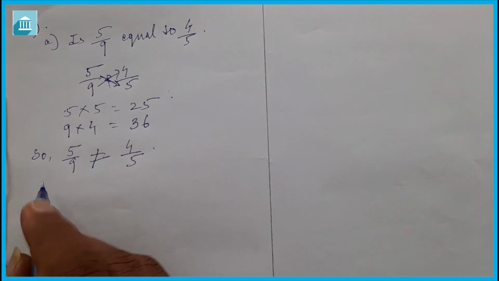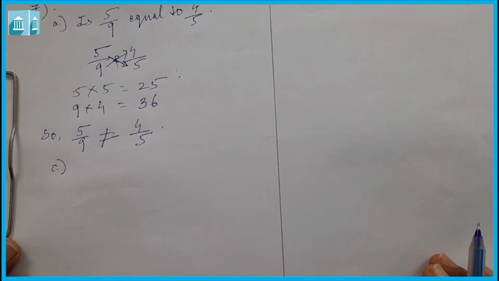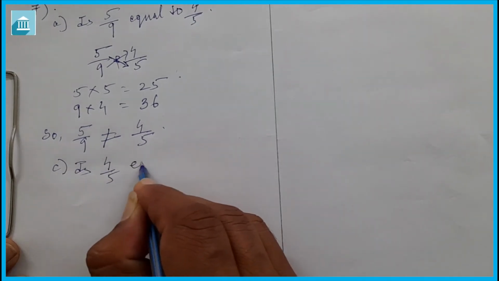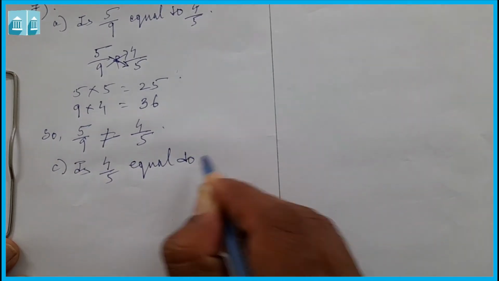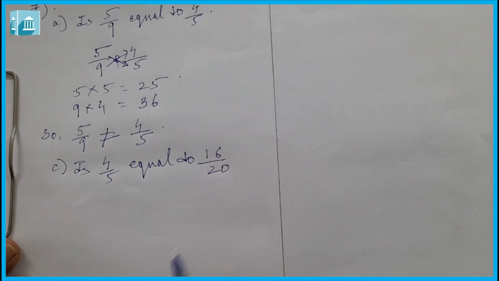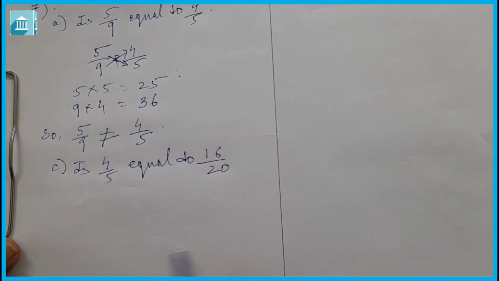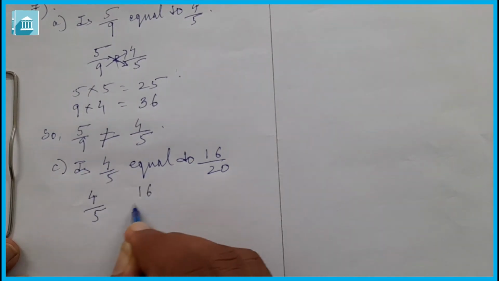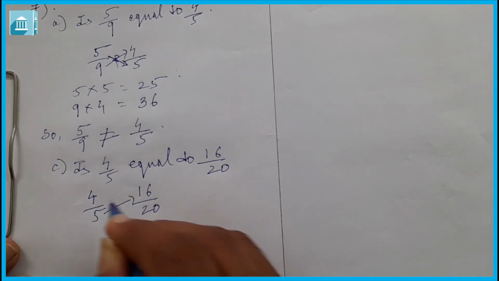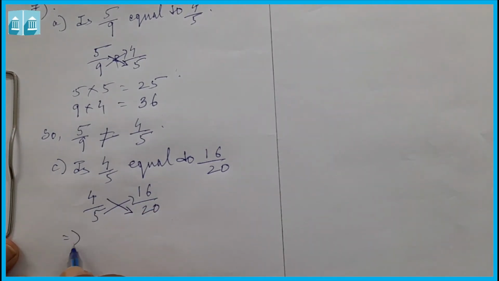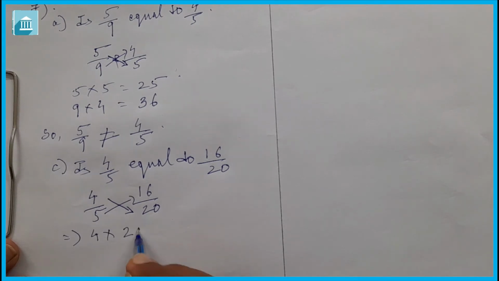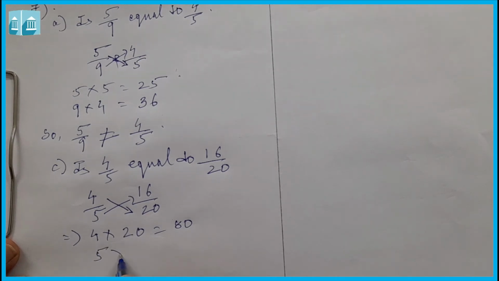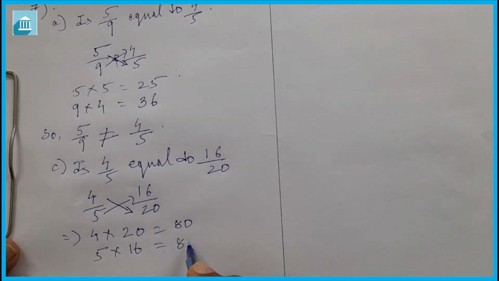Similarly, let us do C. Is 4 by 5 equal to 16 by 20? Let us again do the same thing. 4 by 5, 16 by 20. Then we have to cross multiply. Then it will be 4 into 20, which is equal to 80, and 5 into 16, which is equal to 80.